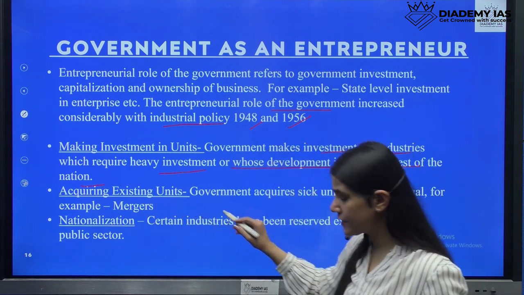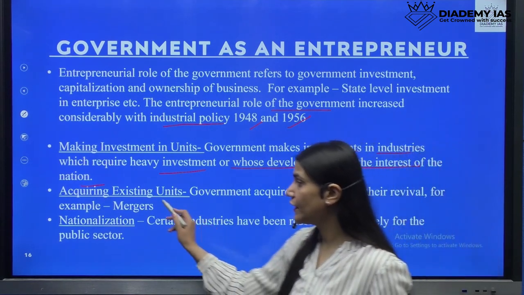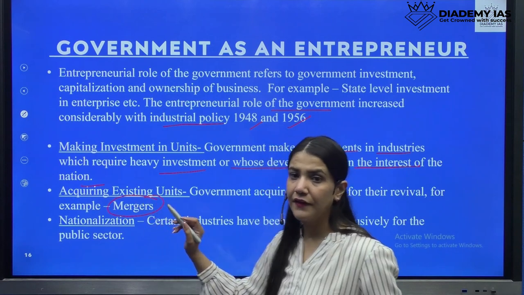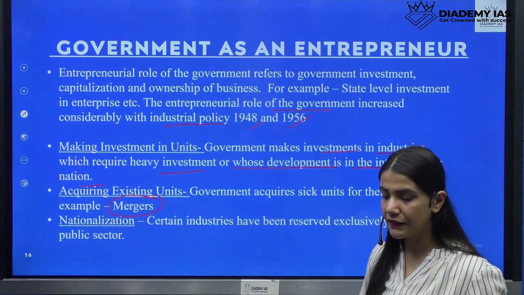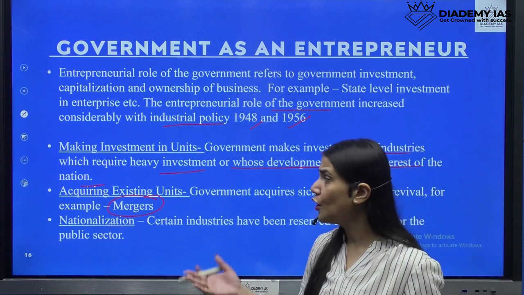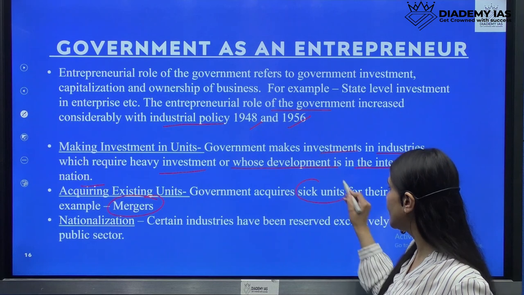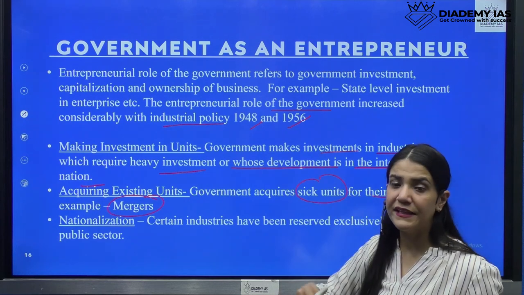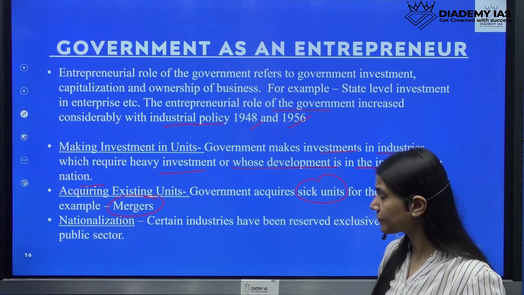Acquiring existing units, right? When I talk about existing units, like I told you, there are mergers of several banks. Bank of Baroda was taking over Dena Bank and so on. So this is how government helps those sick units with revival and helps them to function smoothly again.